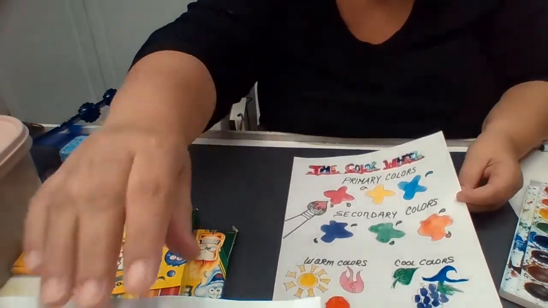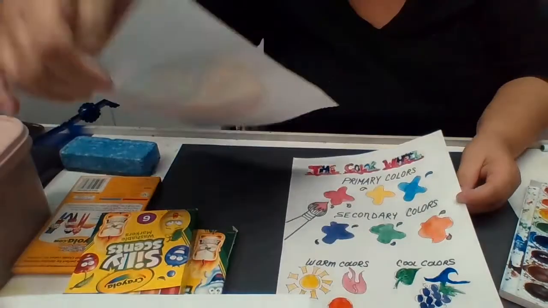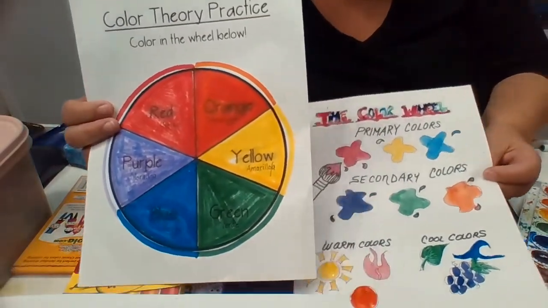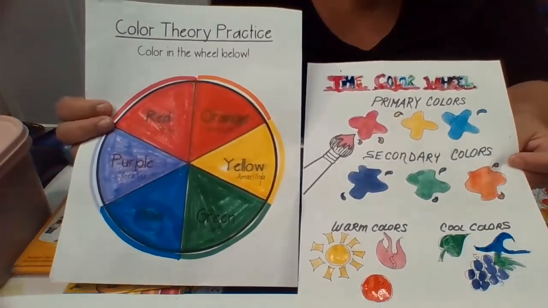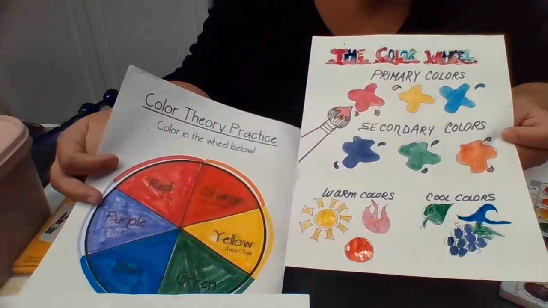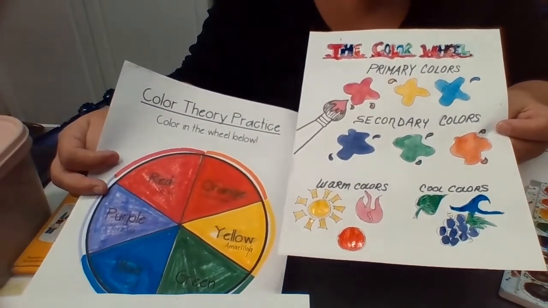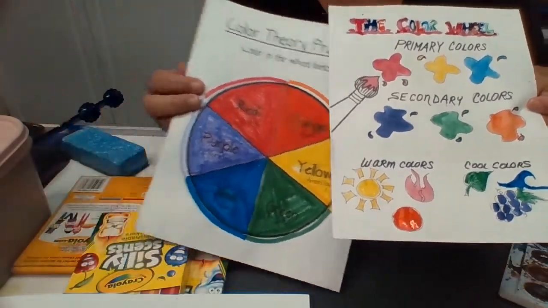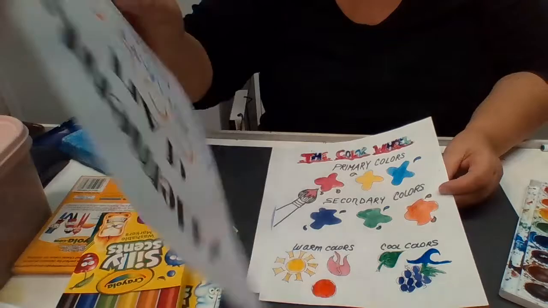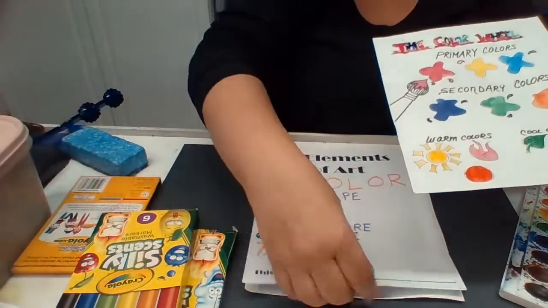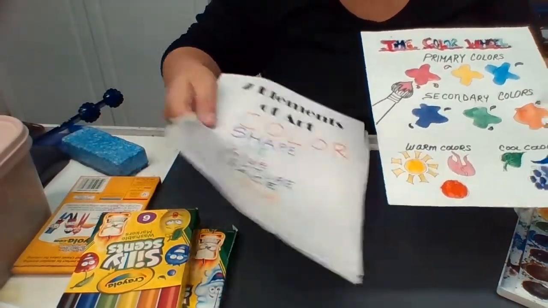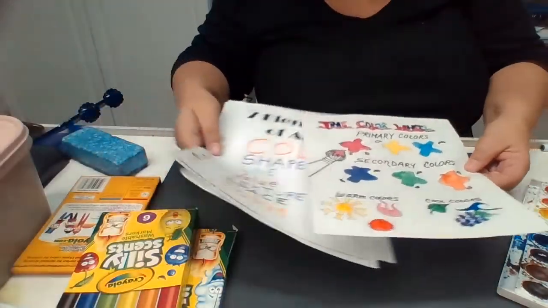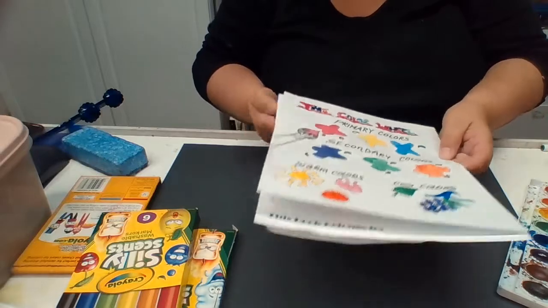The color wheel we did today, because color is one of the elements of art. The color wheel, we have primary and secondary colors, warm and cool colors, and our color wheel. Okay? Keep all these together. You're going to build your book. If you want to decorate your cover a little bit more, go right ahead. I'm going to put these aside so I don't ruin them.